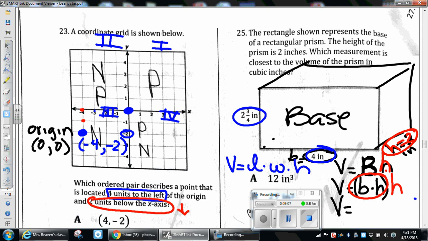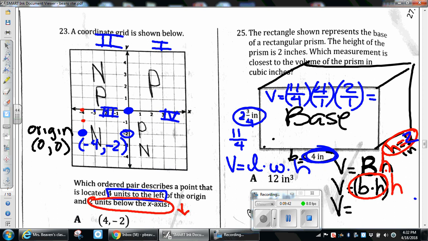So the volume is going to be 2 3/4. I'm going to turn that into an improper fraction. 4 times 2 is 8, plus 3 is 11. So 11 fourths. I'm going to use that instead. 11 fourths times 4 over 1. So we're going to multiply fractions. And then finally we have 2.